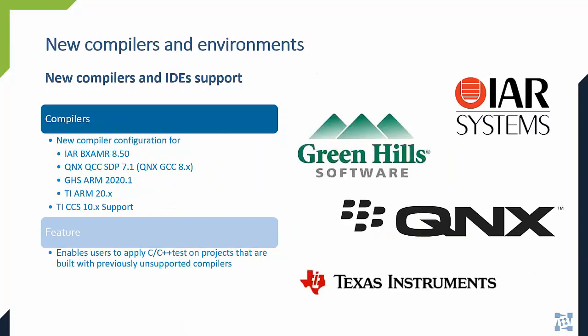We are always adopting new compilers because embedded ecosystems are always evolving. So one of the most important newly added compilers is the IAR BX ARM. This is IAR's Linux version of IAR's popular ARM cross-compiler. We also added QNX QCC 8 and Green Hills ARM, which both are very prevalent in the automotive industry. And we also added TI's ARM 20.2.x compiler and support for TI's Code Composer version 10 IDE. So yep, the IDE as well.